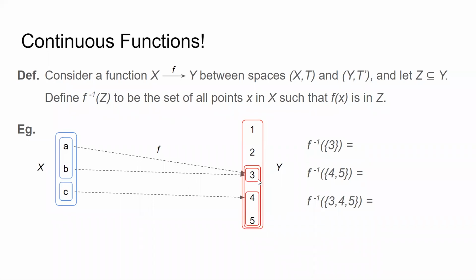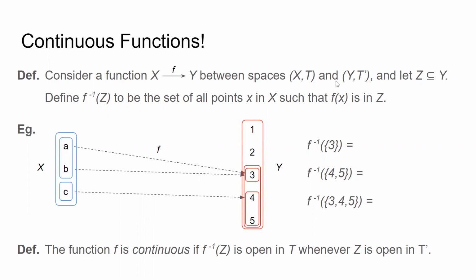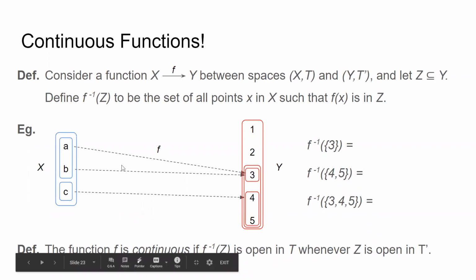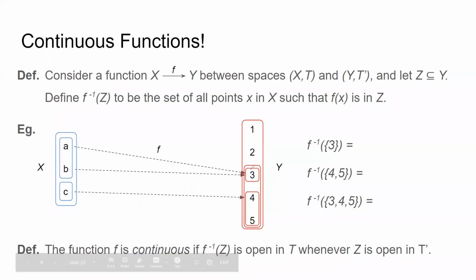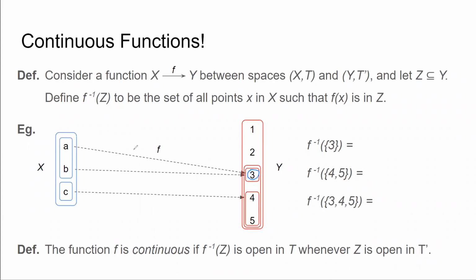Okay, getting open sets involved. Now we're actually using the spaces that we've decided that we're talking about. F is continuous if for any open set Z in Y, f inverse of Z is open as well. So f inverse of Z is open in T whenever Z is open in T. So you'll remember that the f inverse of {3}, this guy right here, is {A, B}, and this happens to be an open set.